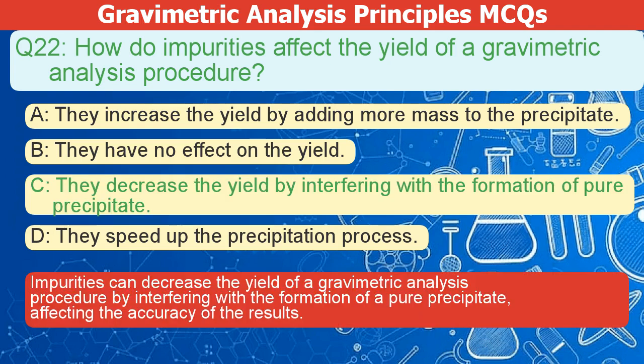The correct answer is C. Impurities can decrease the yield of a gravimetric analysis procedure by interfering with the formation of a pure precipitate, affecting the accuracy of the results.